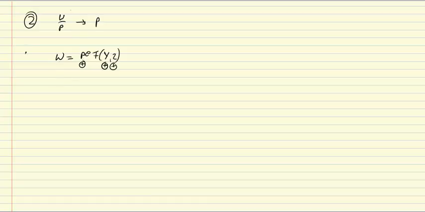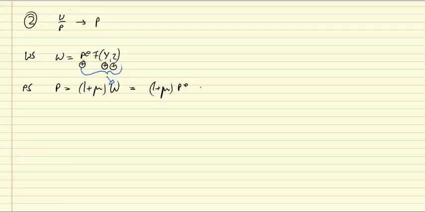The price setting relationship, recall, is P equal to 1 plus mu times W. So now we want to use the above to substitute here, so that we get P equal to 1 plus mu times PE F of Y and Z. And that is it. That is our aggregate supply relationship, the AS curve.